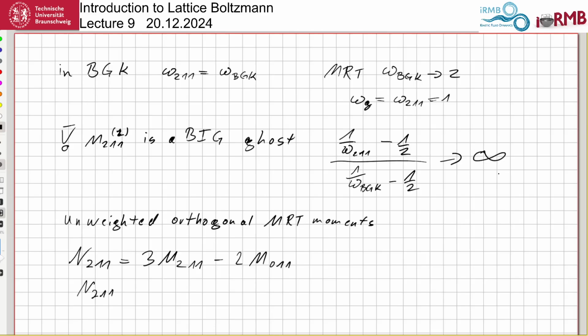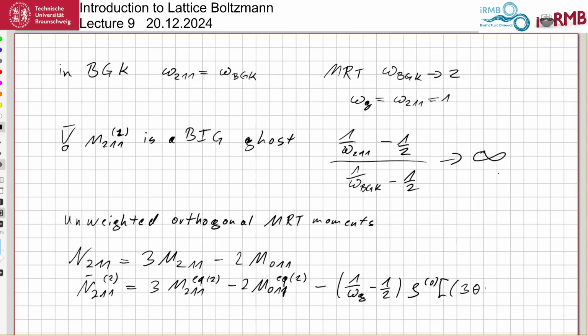So if we plug everything in here, take this to second order, we'll end up with 3 times M211 equilibrium to second order minus 2 M011 equilibrium to second order minus 1 over the omega ghost modes minus 1/2 rho theta rho 0 order, times (3 theta squared minus 2 theta) times (dy uz first order plus dz uy first order) and closing brackets.